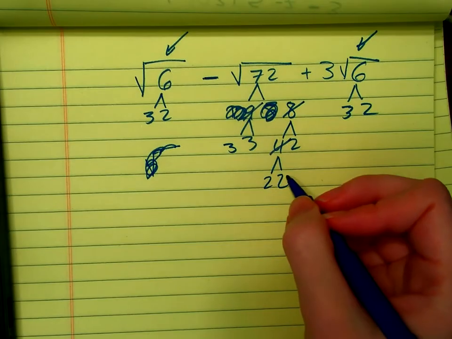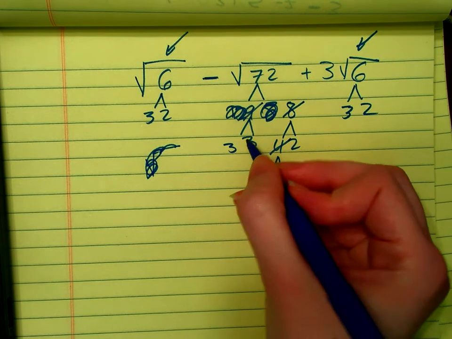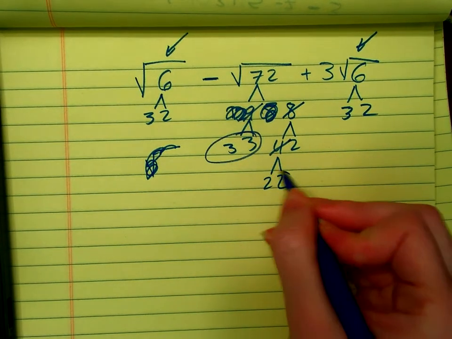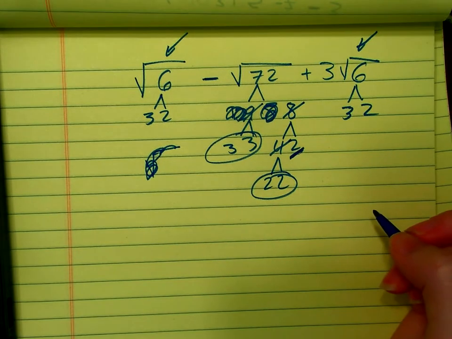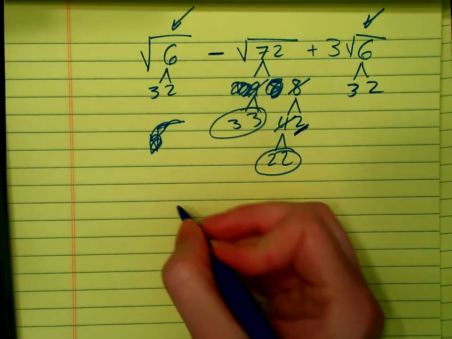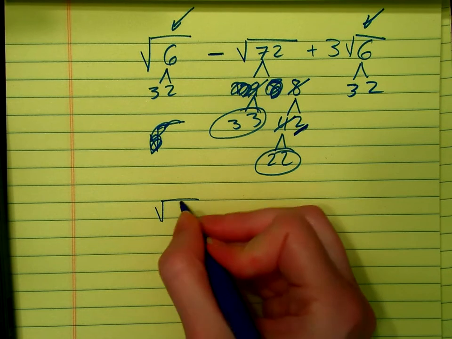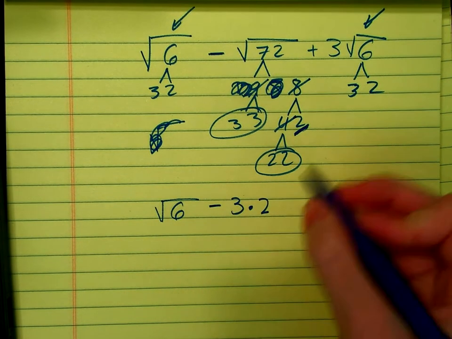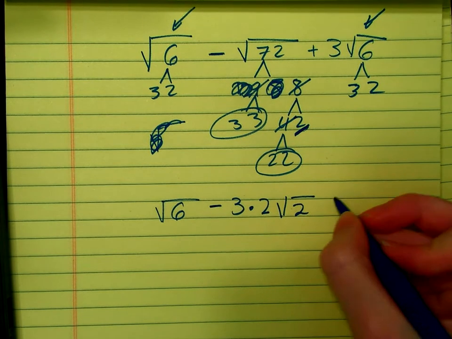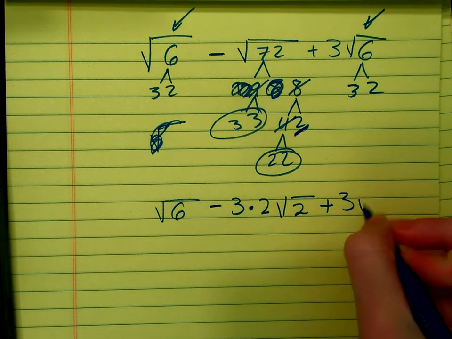So now I circle my like terms. I've got a set of 3s. I've got a set of 2s. And I'm left with 1, 2 underneath. So that then becomes the square root of 6 minus 3 times 2 root 2 plus 3 root 6.